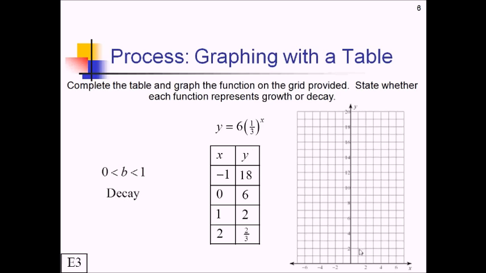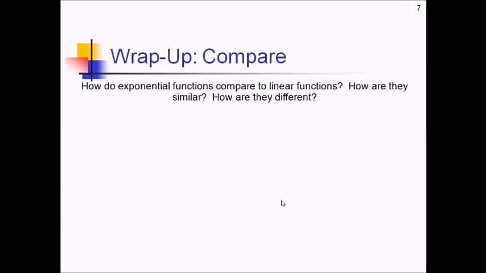Let's graph it out. -1 comma 18 all the way up here. And then 0 comma 6. Look at that drop. That's a big drop. And then 1 comma 2. And then 2 comma 2/3 is in this area. All right, draw that as best you can. Very hard to get the horizontal asymptote to look nice with this steep of a drop, but we make it work. For our wrap-up activity here, this is kind of a fun one.